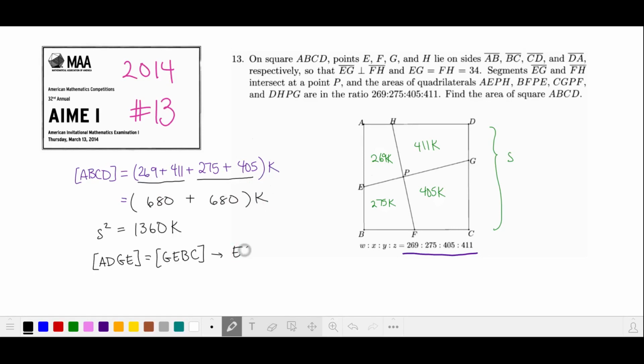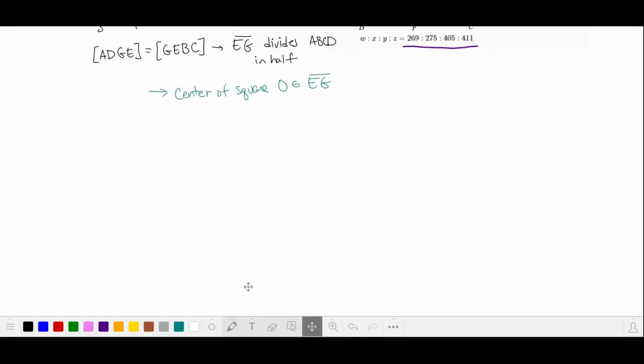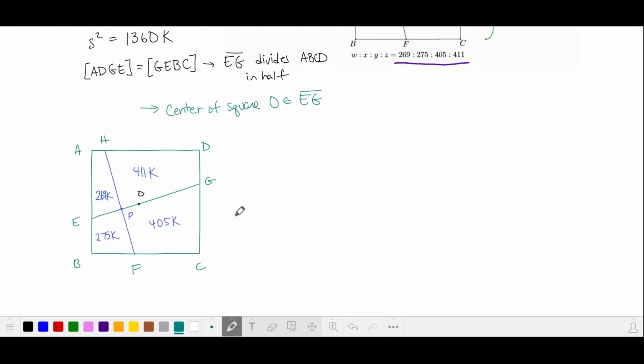This means that segment EG divides the square in half, which means that if O is the center of our square, O is on segment EG. So let's redraw our square with our center O. Let's compare the ratios of the sums of the 2 other pairs of trapezoids. The area of trapezoid ABFH is going to be the sum of 269k and 275k, and the whole square again is 1360k. So this ratio is 2/5.